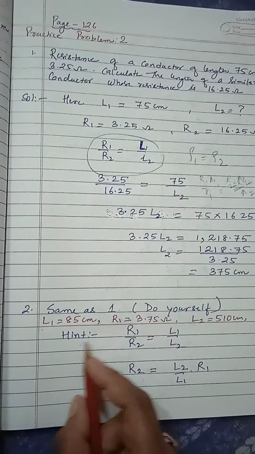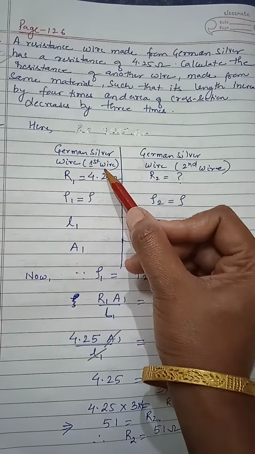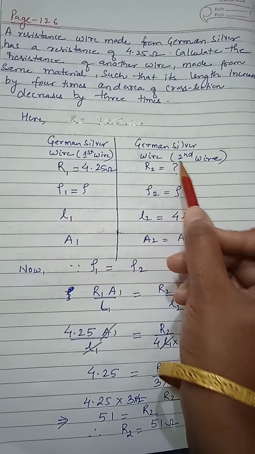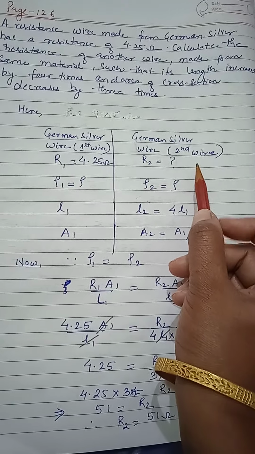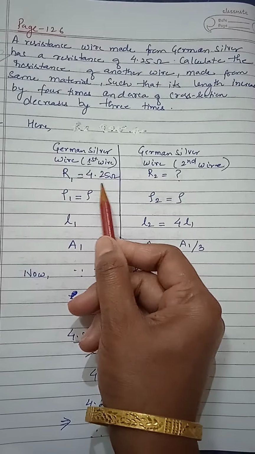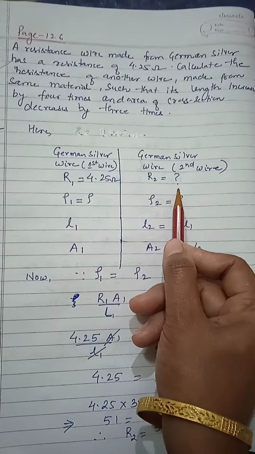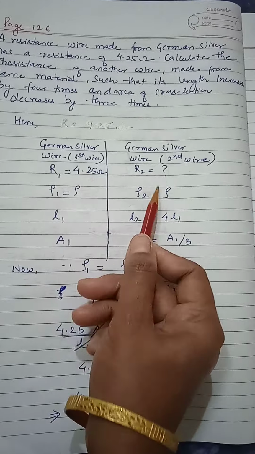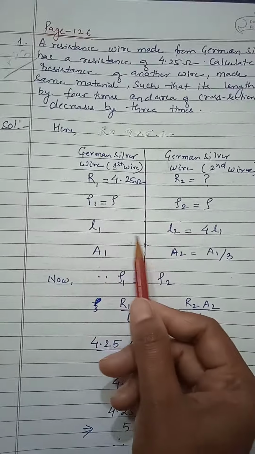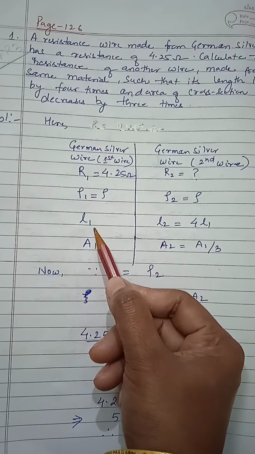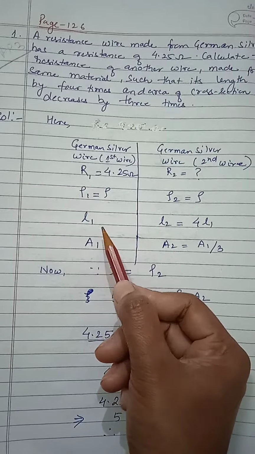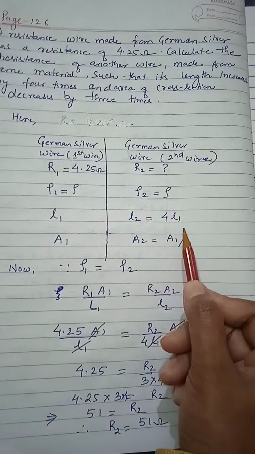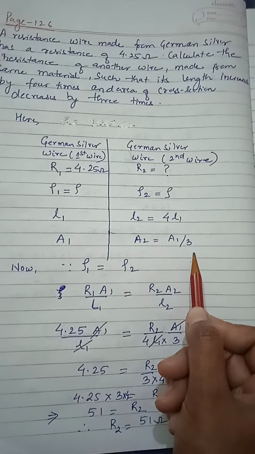So here you have to take the German silver wire as the first wire, and again the German silver wire, consider it as a second wire. So here R1 is given as 4.25 ohm, R2 you have to find, and since both wires are made up of German silver, their rho will be the same, that I consider as rho. Now for the first wire I have taken L1 as the length, A1 as the cross sectional area, and according to the question L2 will be 4L1 and A2 is equal to A1 by 3.